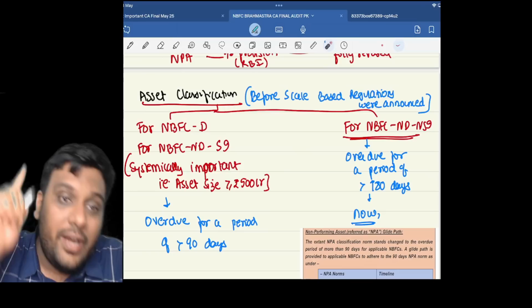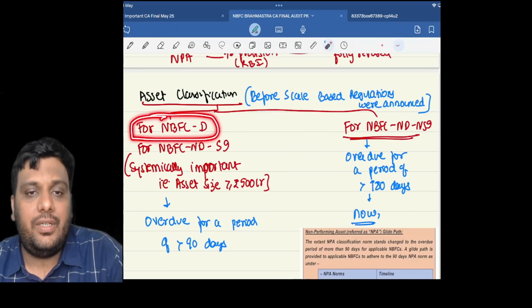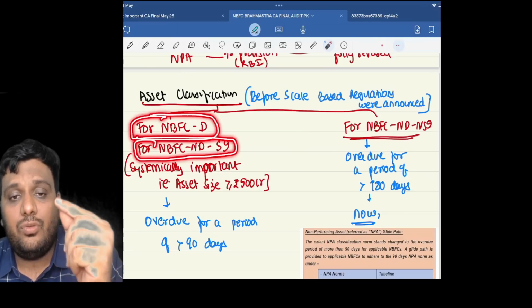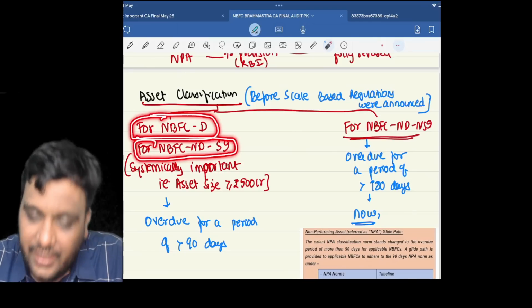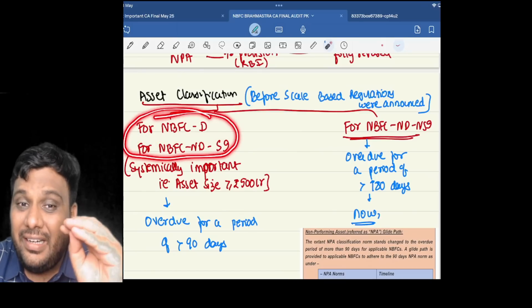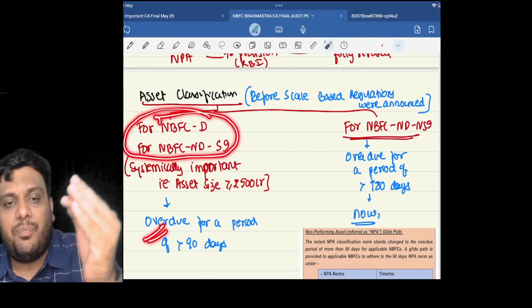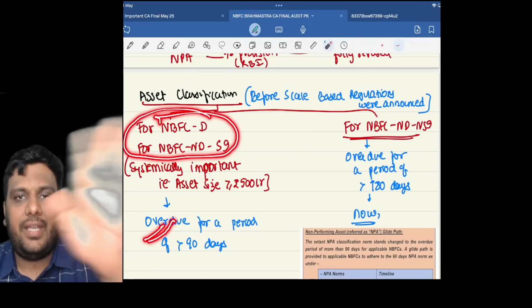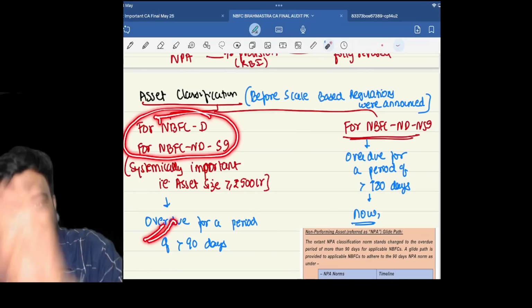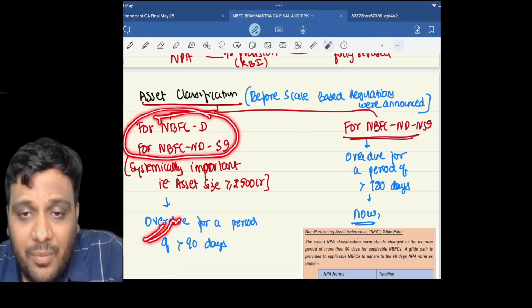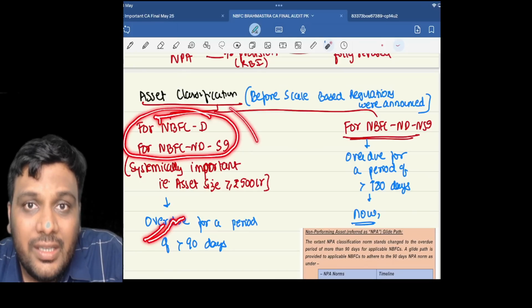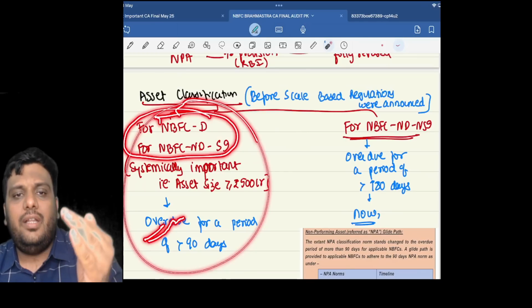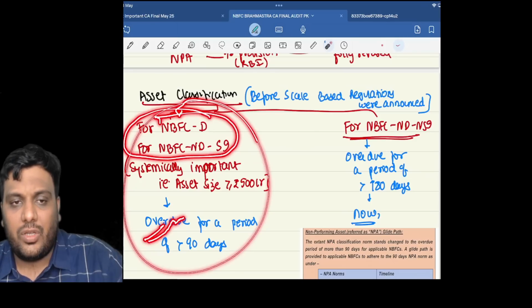Before scale-based regulations, that means in the old NBFC chapter, for NBFCs accepting deposits and for NBFCs not accepting deposits but systemically important. Systemically important NBFCs are NBFCs whose asset size is 500 crores or more. For these NBFCs, they were treated like banks and the rule was overdue for a period of more than 90 days. So if the installment remains overdue for a period of more than 90 days, you classify it as NPA, as simple as that. And let me tell you, even after scale-based regulations, this remains unchanged. So if it is NBFC ND-SI, not accepting deposits, systemically important, earlier they were classifying it based upon more than 90 days, and it remains unchanged.